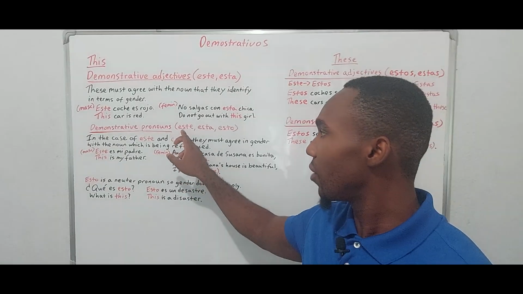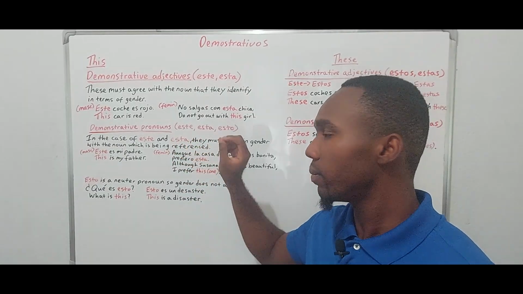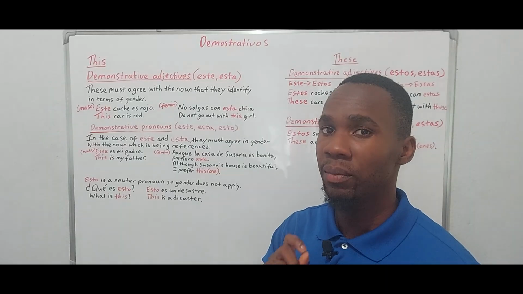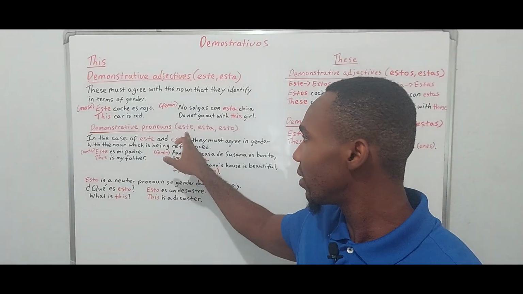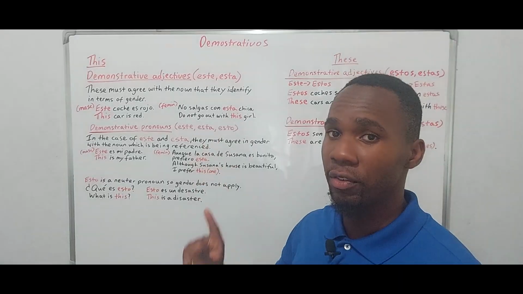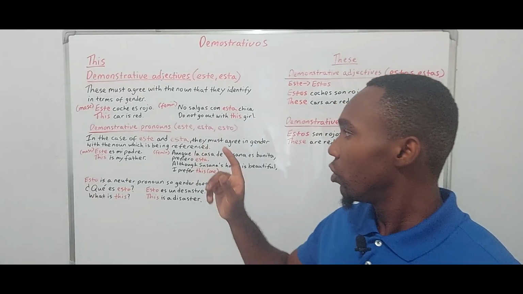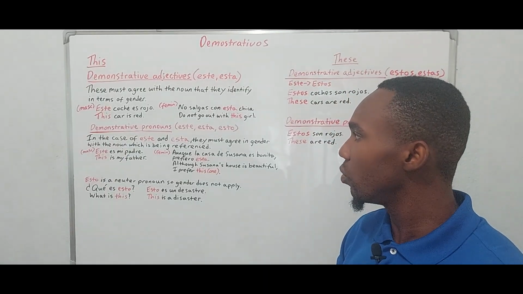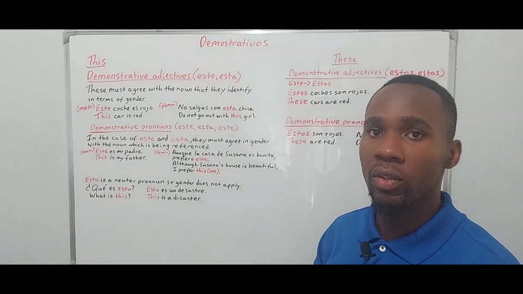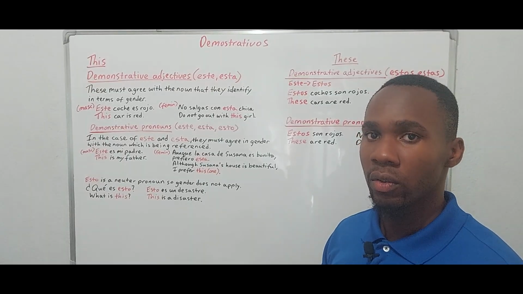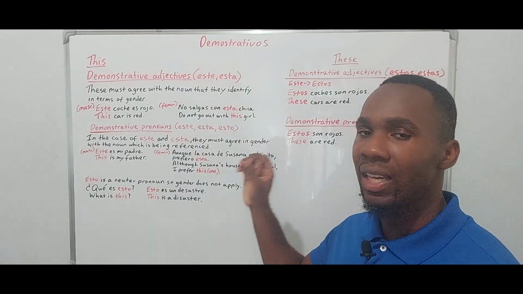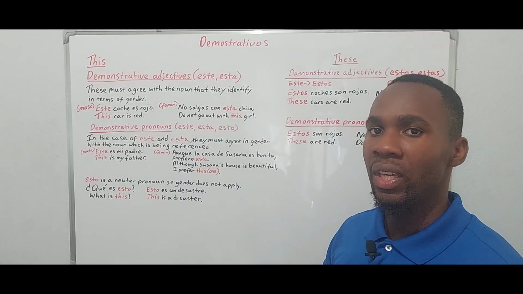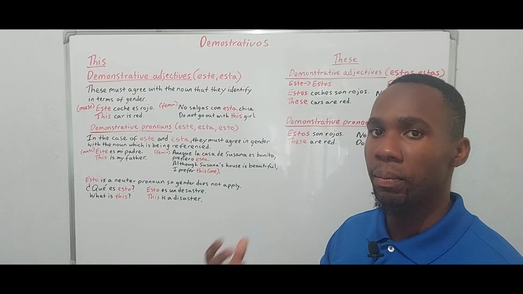So these are the pronouns. We have este, esta, and esto. So there's only one word that should be unfamiliar. We already saw este and esta, but esto is different, and we'll get to that. So in the case of este and esta, they must agree in gender with the noun which is being referenced. So as we know, pronouns replace nouns. So when we use este and esta as pronouns, we essentially use it to replace a noun.